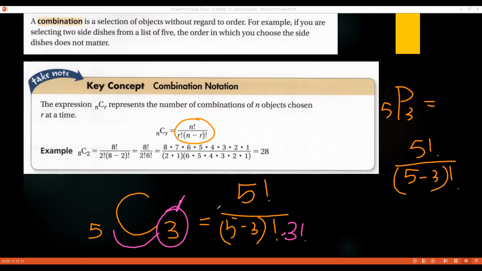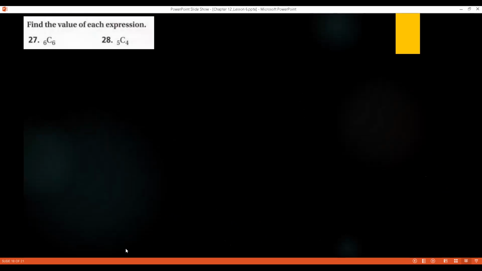Is it clear? This is the formula. N factorial over n minus r factorial times r factorial. So you have to add r factorial to the formula of the permutation. Permutation with order. Combination without order. Is it clear? Yes, miss. Before that, let's solve this question here.